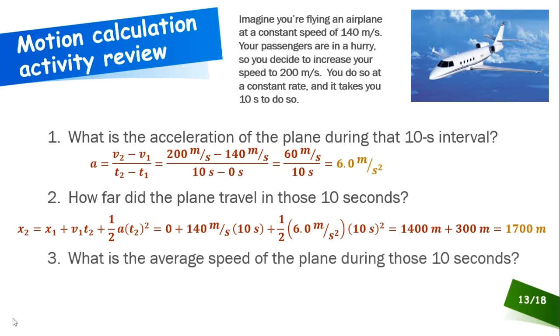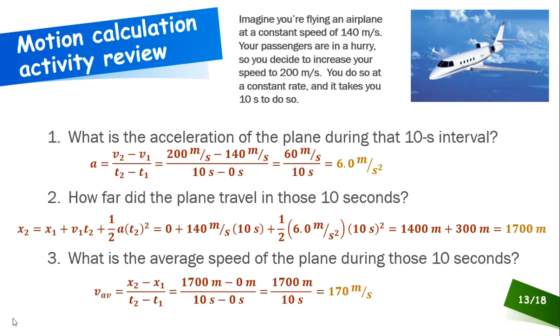Question 3, what is the average speed of the plane during those 10 seconds? Well, again, go back to your definition. Average speed is the total distance traveled divided by the total time. So the distance traveled is 1700 meters. Time is 10 seconds. 1700 divided by 10 gives us 170 meters per second.